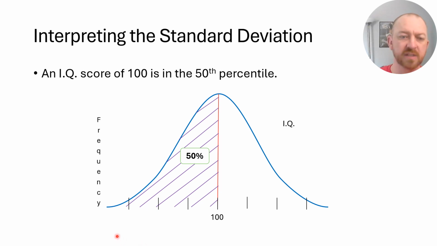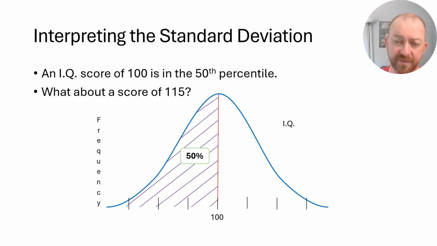So that's very useful, because now I can use that information to understand people who fall not on the mean, and I can give you what is called a percentile. I can know where in relation to the rest of the population you fall. And I'll give you an example of that. Could we figure this out, for example, with a score of 115, knowing what we know about a standard deviation?